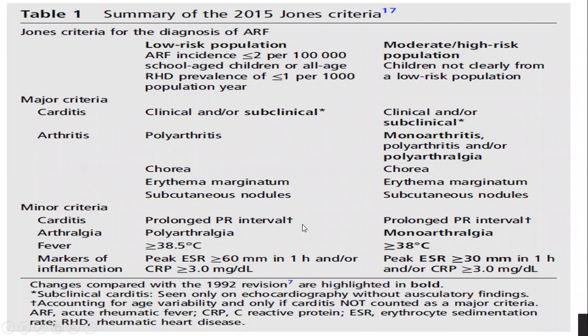The minor criteria we have: prolonged PR interval, monoarthralgia. Okay, I'm dealing only with the high risk population. Monoarthralgia, fever more than 38 degrees Celsius. So monoarthralgia and fever, these two are the clinical minor criteria. The ECG minor criterion is prolonged PR interval. The other lab criteria will be elevated ESR more than 30 mm, elevated CRP more than 3 mm. So these are the clinical features.